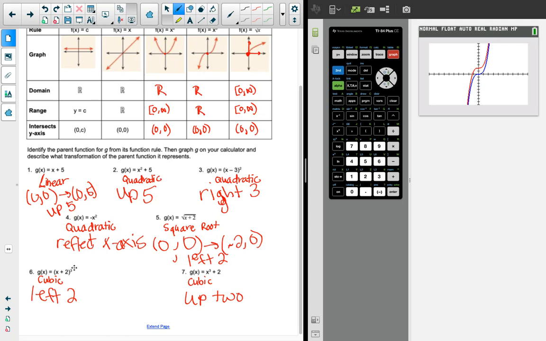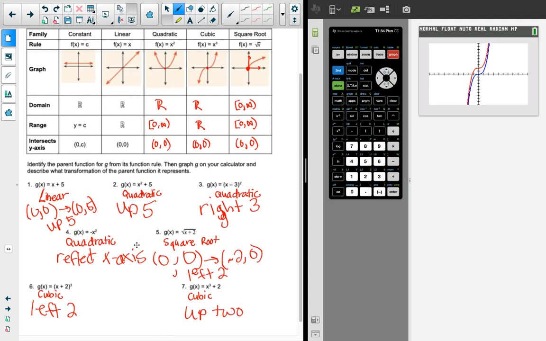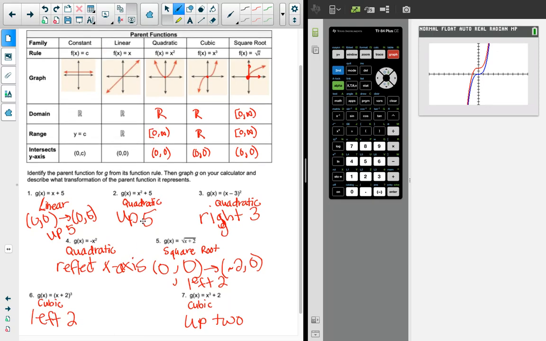And then if you look at ones like number 3, where you have a quantity, number 6, where you have the whole quantity, and then number 5, where you had the square root of that whole quantity, when it was x minus something, we moved to the right. But when it was x plus something on the inside there, we moved to the left. So that's interesting. And here, just making it negative reflected it. So some things to think about as we move forward. But for right now, go ahead and try your practice with parent functions.